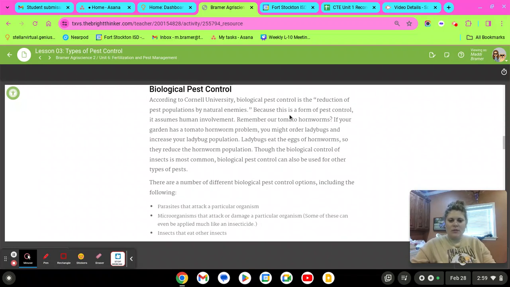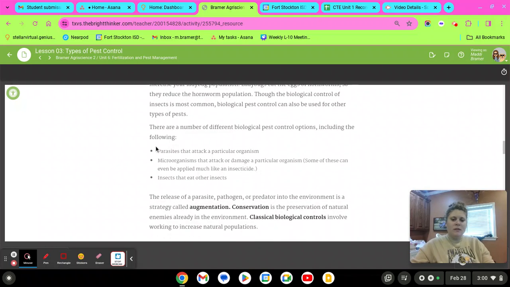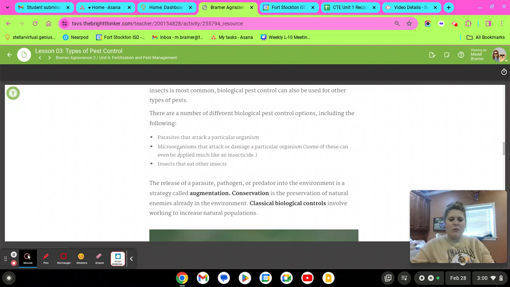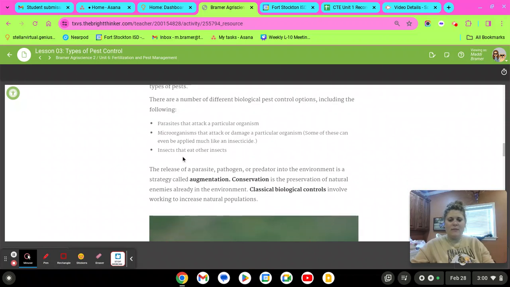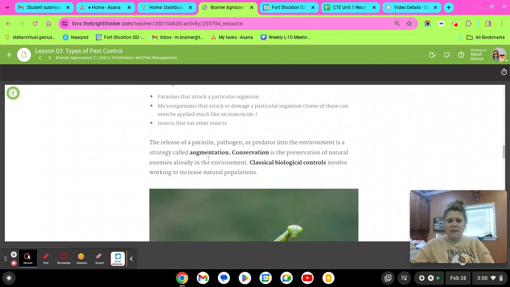Then there's biological pest control. That's really where you're using the pest's natural enemies to control them. So remember we talked about ladybugs. Remember how I said ladybugs like to eat aphids. That's a biological way of control, because ladybugs can eat the aphids, and they are a natural way to get rid of those besides using pesticide or insecticide. So parasites that attack the particular organism, microorganisms that attack or damage the particular organism, or insects that eat other insects. That's all biological pest control, using other insects basically to do the work for you.